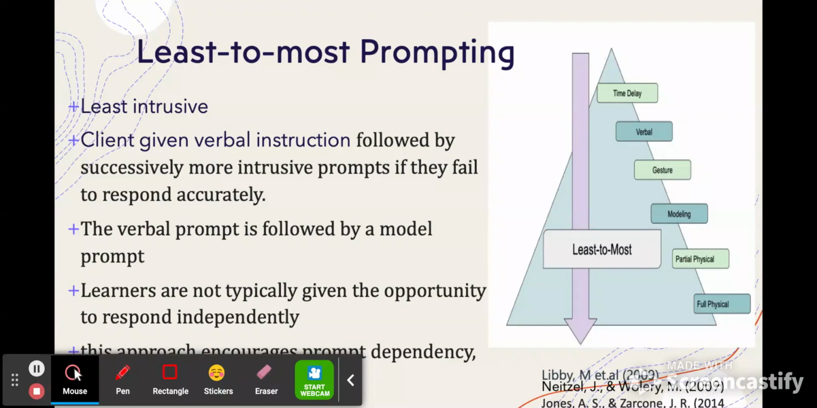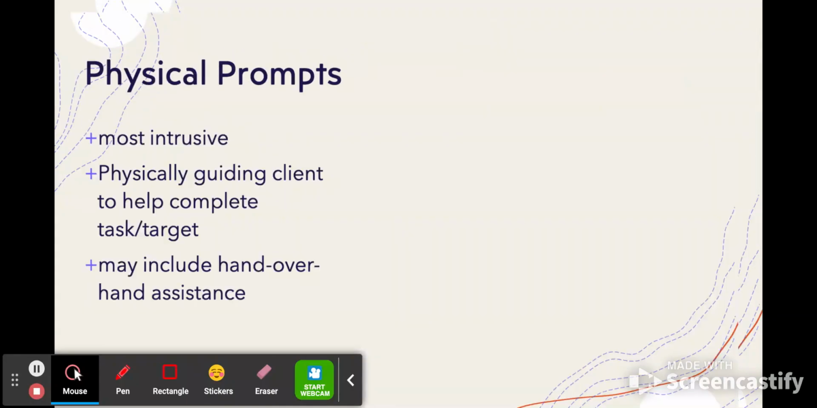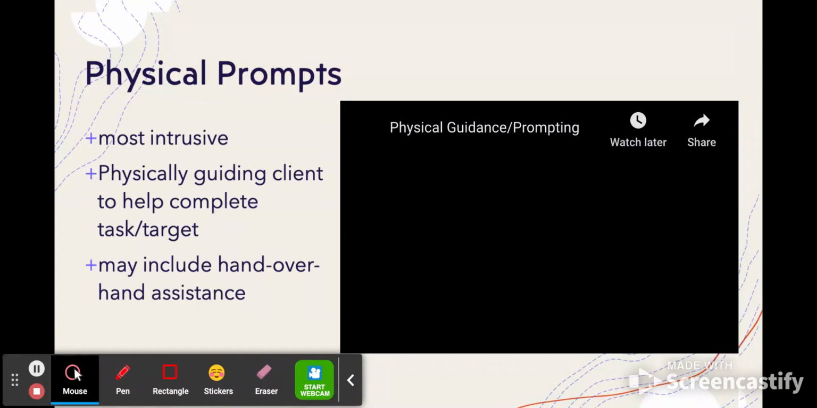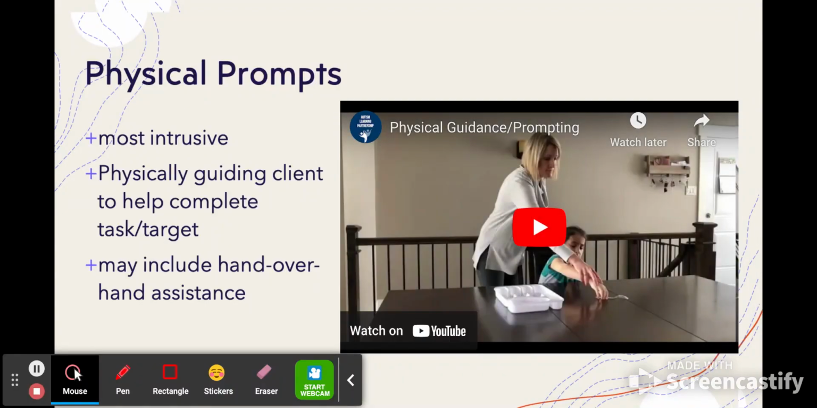Now, I will review all of the different types of ABA prompts used. To begin with, physical prompts. This is the most intrusive type of prompt. A physical prompt includes physically guiding or touching the client to help them use this target behavior or skill. This may include hand-over-hand assistance. What's great about physical prompts is that they can be systematically faded as the client learns the skill. Let's take a look at an example.